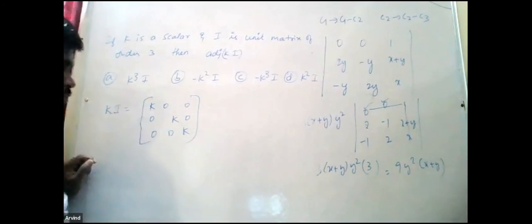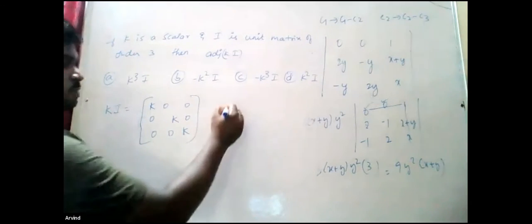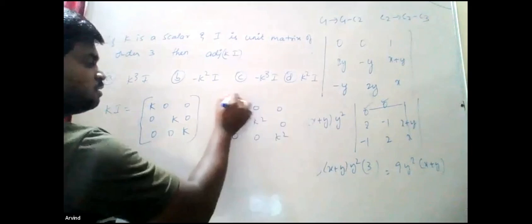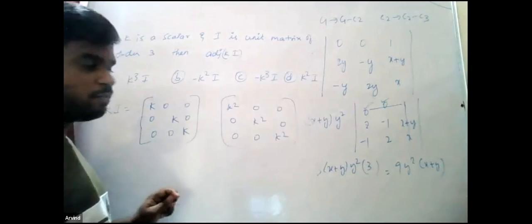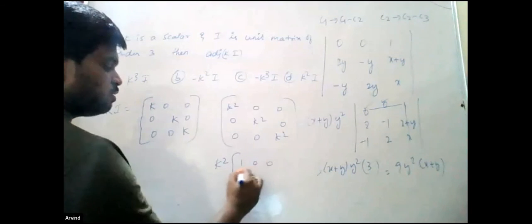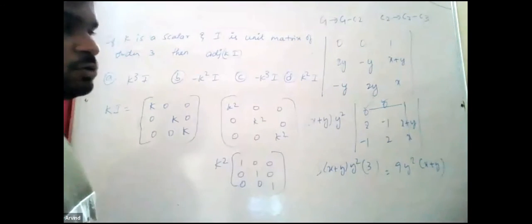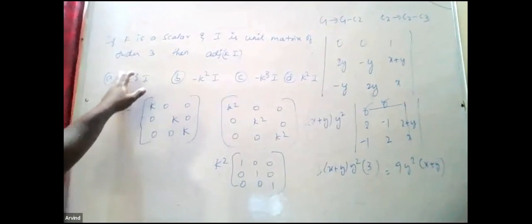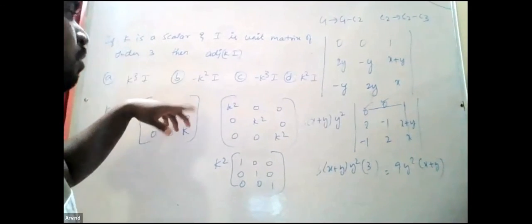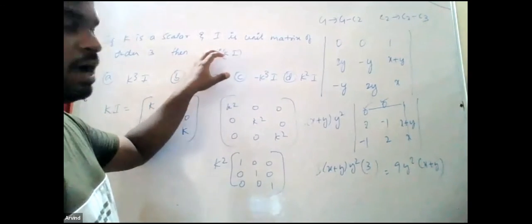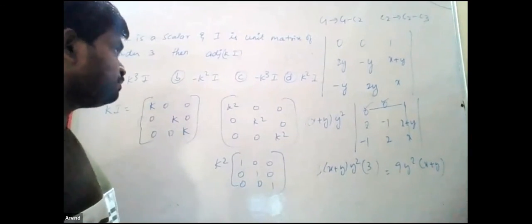For the first element, if you find the cofactor, it will become K square. So you get K square 0 0, 0 K square 0, 0 0 K square. I hope you are getting it. So yes, D. You can take K square common, leaving 1 0 0, 0 1 0, 0 0 1. So this is I, K square into I. The general mistake, and the reason I gave this question, is that people may answer K cube I. The formula that I gave is for determinant. Here we are not finding determinant. We are just finding the adjoint of KI.